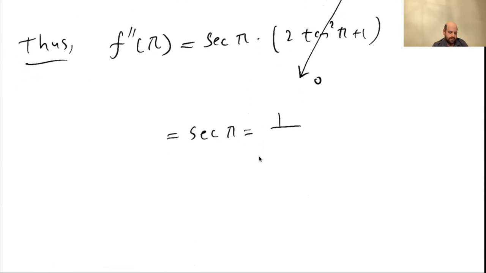1 over cos pi, and cos pi is minus 1, so 1 over minus 1, which is minus 1. So the answer is minus 1.